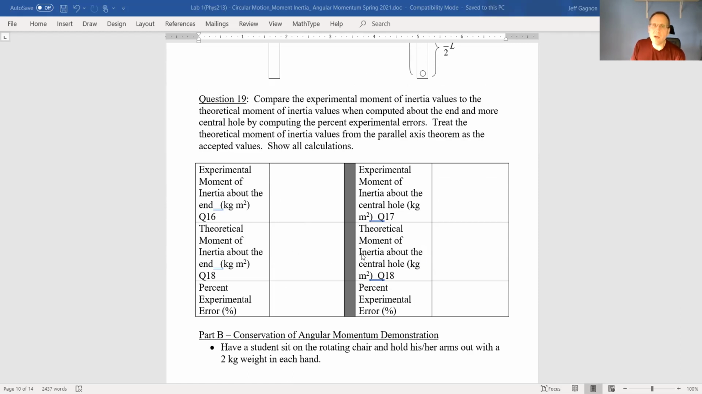These are going to be the theoretical moments of inertia using the parallel axis theorem. So these are both from question 18, again about the end and then about the more central hole. So this is going to be some fraction times ml squared. If you want, you can write that fraction as a decimal.